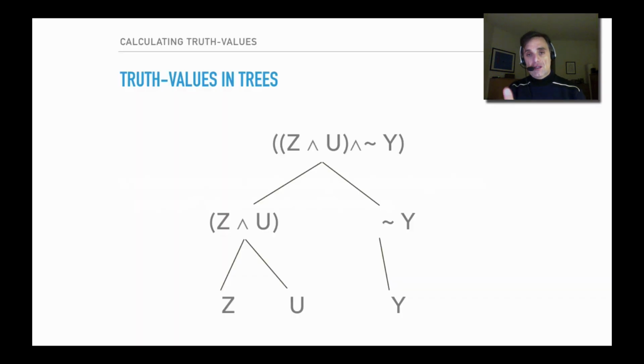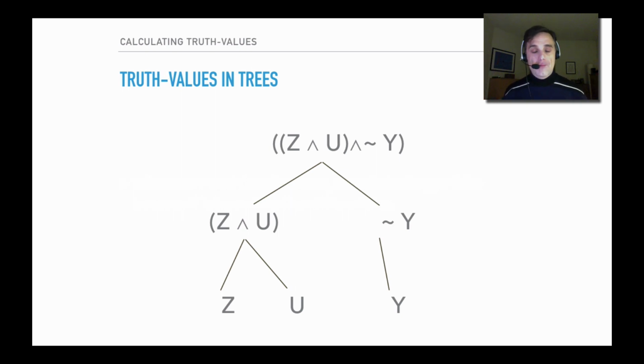Okay, now let's look at a different sentence in a different tree. This sentence is Z and U and not Y. So this is a conjunction, one of whose conjuncts is Z and U, and the other of whose conjuncts is not Y. The whole thing breaks down into Z and U on one side and not Y on the other, and then those break down again. Z and U breaks down into Z on the one hand and U on the other, and not Y breaks down into Y. So this tree shows how the big conjunction was built up from Z, U, and Y with these intermediate stages.